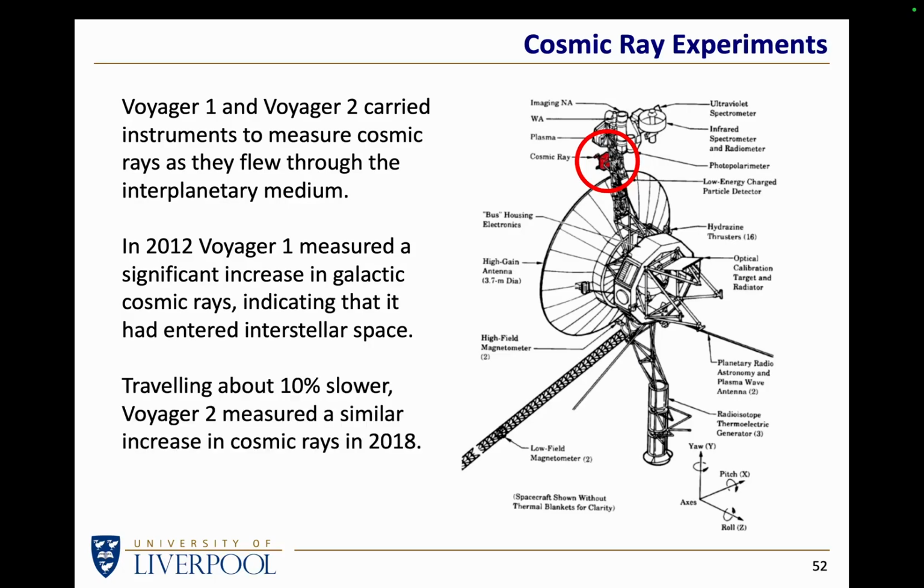Voyager 2 did the same thing, but Voyager 2 is traveling more slowly. Voyager 2, if you remember, went not only to Jupiter and Saturn, but also used a gravity assist from Saturn to go on to Uranus and Neptune. When it passed Neptune, it actually slowed down. It didn't use a gravity assist to speed up. It actually slowed down because it wanted to see Triton. And so Voyager 2 is traveling more slowly than Voyager 1, so it took a little longer to get to an equivalent point. So Voyager 2 measured a similar change in cosmic ray flux, indicating that it had left the solar system a few years later in 2018.